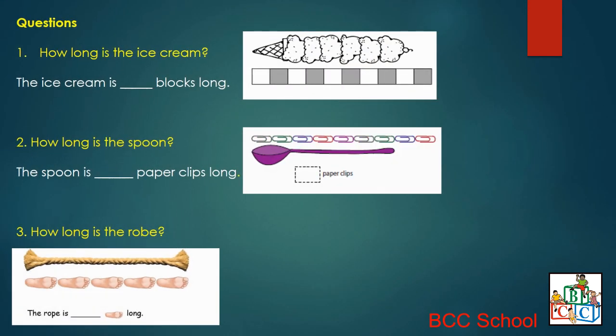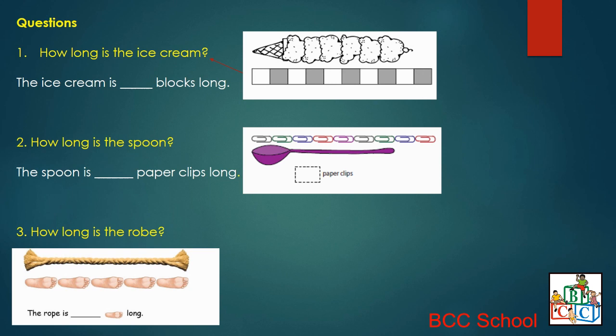Here I have some questions for you that you can work at home and you must do it. Also, you will have to copy this in your copybook, okay? So let's look at the first question. How long is the ice cream? How am I going to know the length of the ice cream? Well, by counting the number of blocks. So all that you have to do is to count the number of blocks and tell me how long the ice cream is.